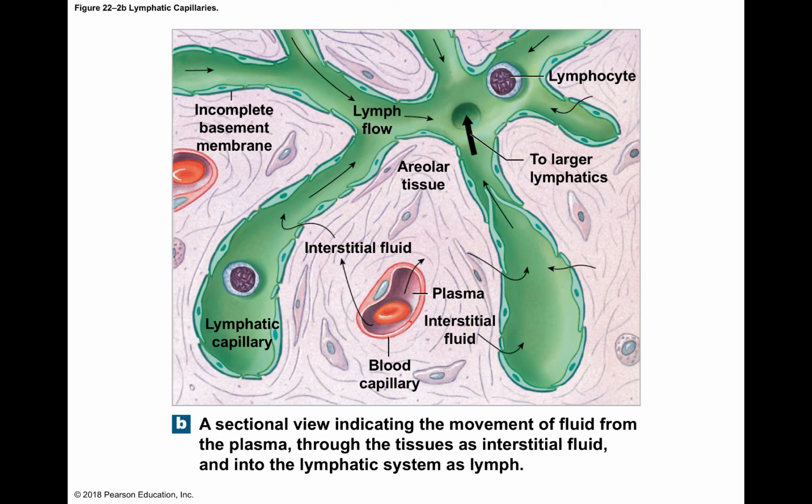Right, so this is a bigger picture of the lymphatic capillaries. If we look inside the lymphatic capillaries, we see these cells here. These are the lymphocytes. Lymphocytes are part of your immune system. Here's the capillary again. So the movement is plasma, interstitial fluid to lymph. And it will get dumped back into the plasma again.